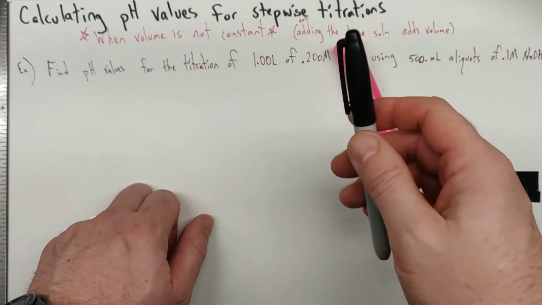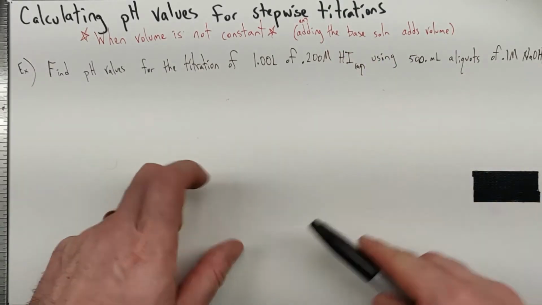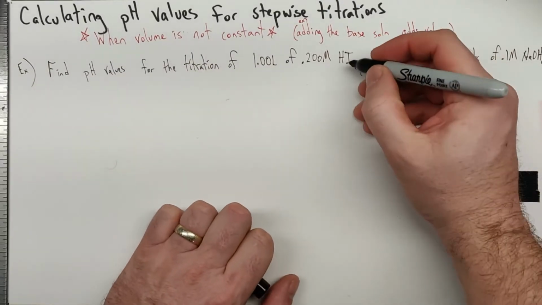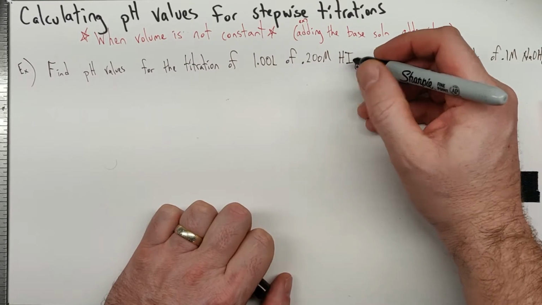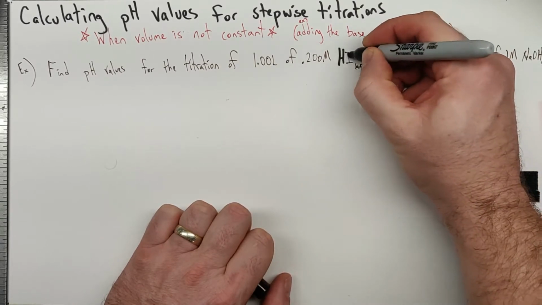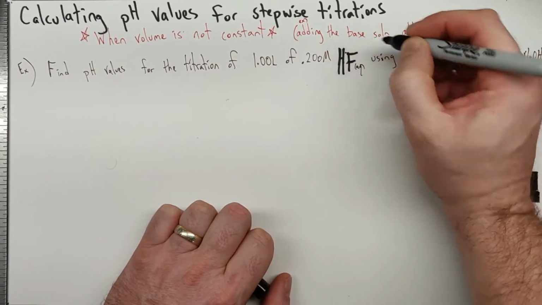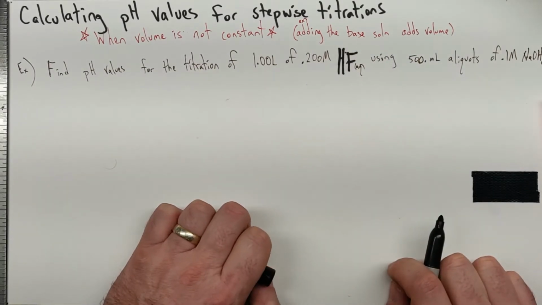We did the calculation for a strong acid, and now we need to do a weak acid. And you'll notice I'm just rehashing what we had before. HI is a strong acid, HF is not. So here's how we were going to turn this problem into a problem where we're dealing with a weak acid instead of a strong acid.